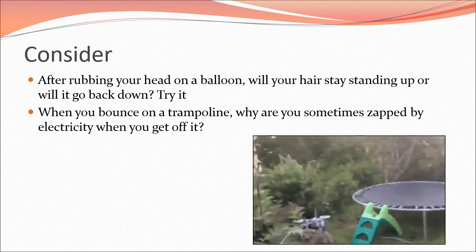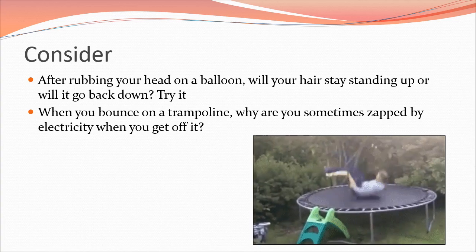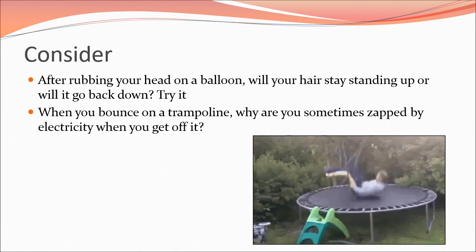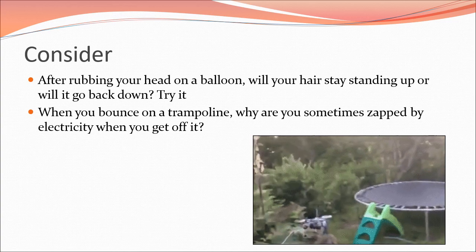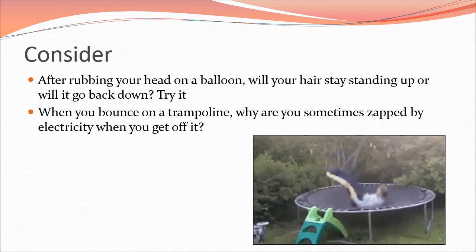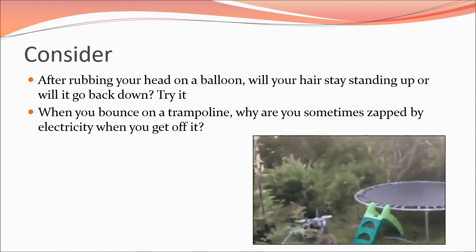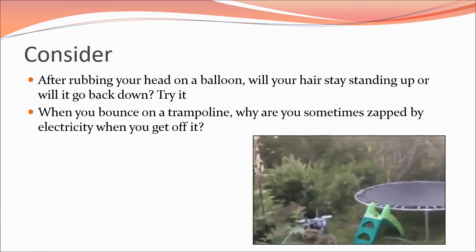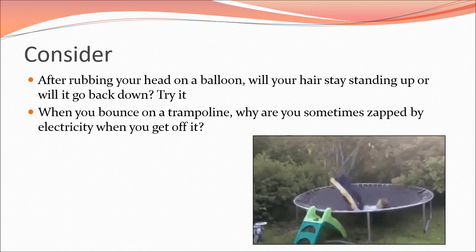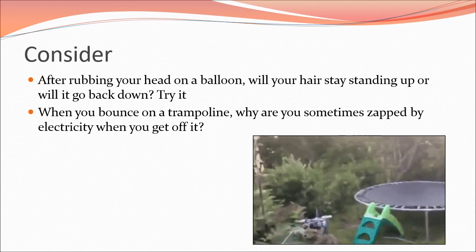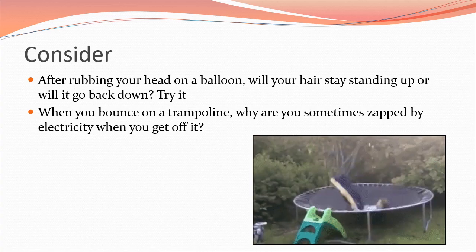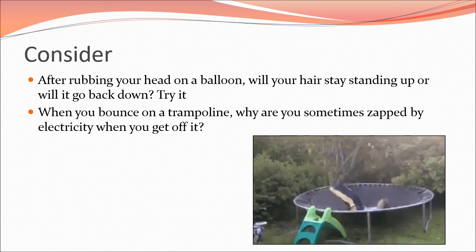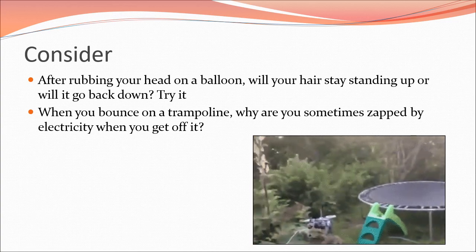And why do you get zapped if you bounce on a trampoline? Because the synthetic material that the mat is made of, when you rub your feet or your clothes on that mat, then charge gets transferred from you into the mat, and then the electrons move down through the metal frame into the ground. And then when you go to get off it, you're left with a positive charge, so the electrons zap you by moving back from the metal frame up into your body to neutralize your positive charge.